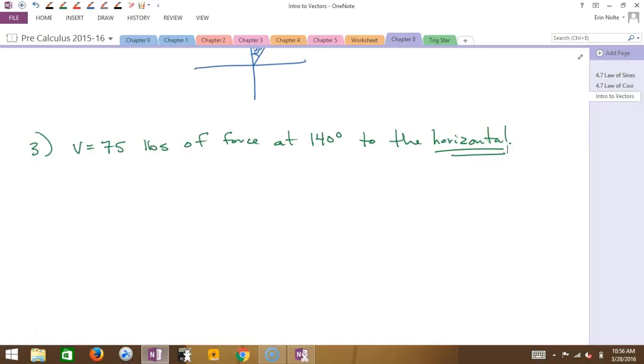So if I was going to draw 140 degrees from 0, where about would it lie? Okay, so it'd be somewhere over here. The angle to 140 would be off of that terminal side. So this is 140. This is where you see it the most.